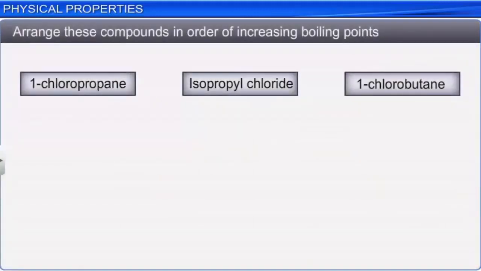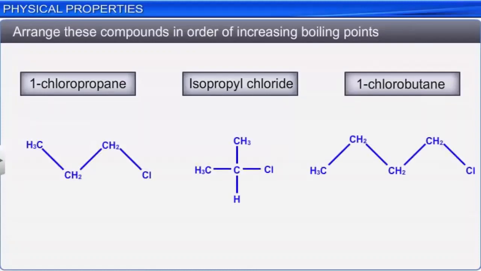Here is a problem for you. Arrange these compounds in increasing order of their boiling points. Let's start by drawing the structure for each compound. All the three structures contain one chlorine atom.